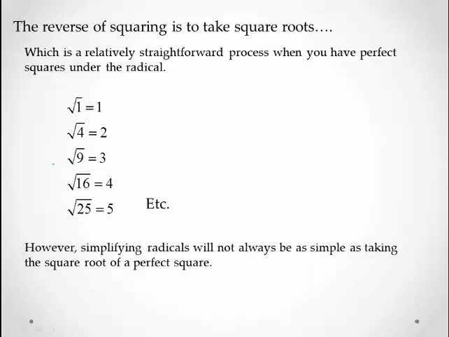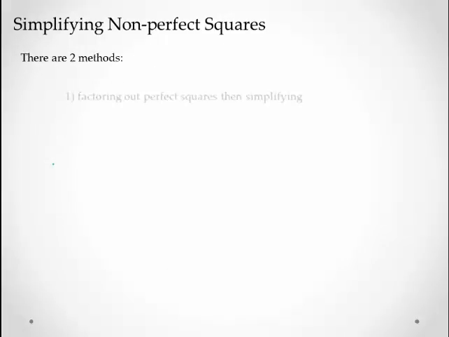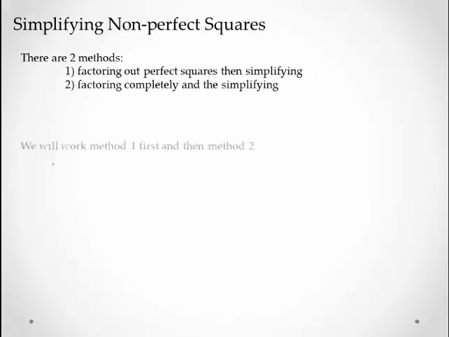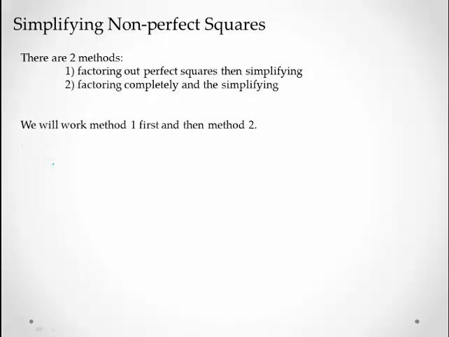But simplifying radicals is not always as simple as taking the square root of a perfect square, because not every radical is a perfect square. So when we have non-perfect squares, we have two methods. One is factoring out the perfect squares and then simplifying, and the second one is to factor completely and then simplify. They don't sound all that different, but they can be very different when you look at them. So first we're going to look at method 1, which is factoring out the perfect squares, and then we'll go back and look at method 2.